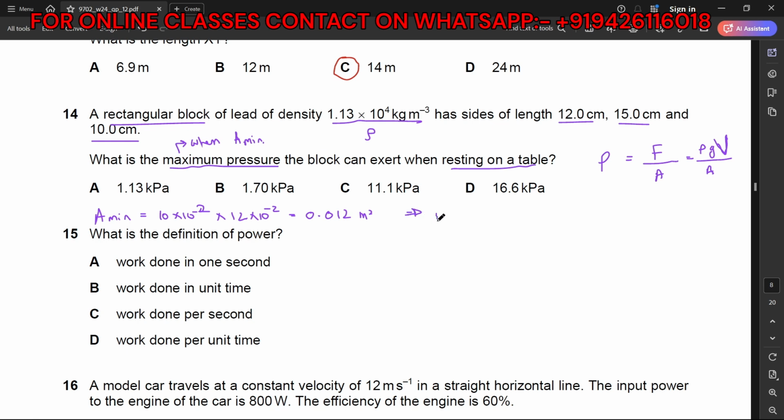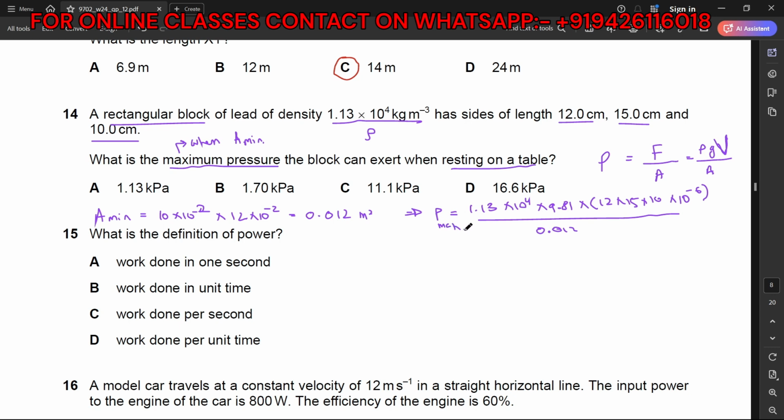And therefore the final pressure will be equal to rho gV. Rho is given to us as 1.13 times 10 power of 4, g is 9.81. Volume is nothing but the multiplication of all these three things. So 12 into 15 into 10, and then 10 power of minus 2 for each, so 10 power of minus 6 to convert all of them into meters, divided by 0.012 is going to give me P max.